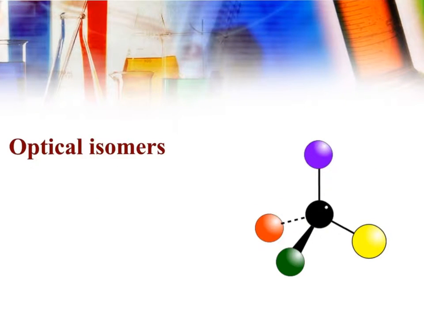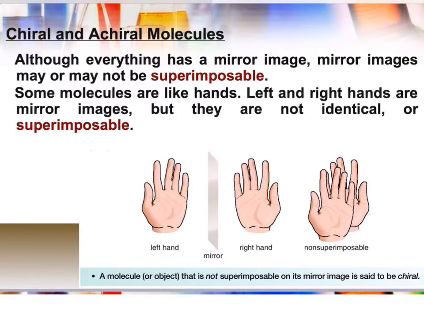Optical isomers deal with when we have a chiral center, meaning that the pair of isomers cannot be superimposed upon one another. What this means is that while everything has a mirror image, the mirror image may not be superimposable. For example, our left hand and our right hand are not superimposable on one another. Therefore, we would say that our hands are chiral.